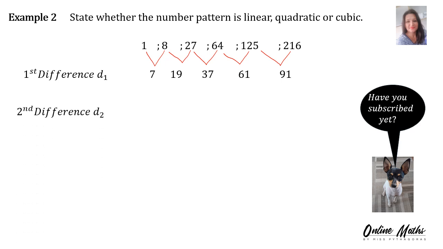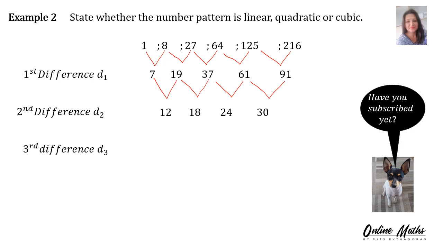Now we say 19 minus 7 is 12. 37 minus 19 is 18. 61 minus 37 is 24. 91 minus 61 is 30. Again, there's no constant second difference.